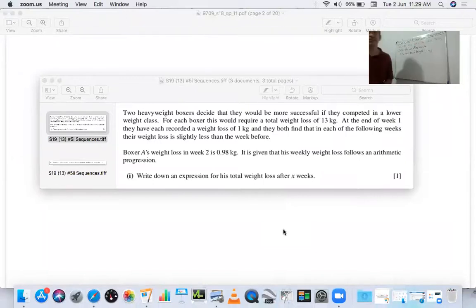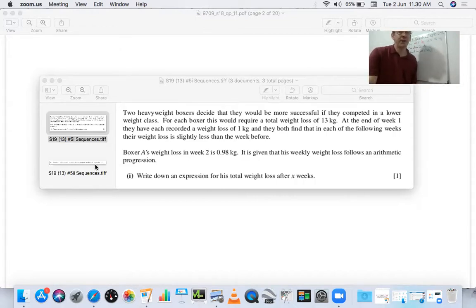Two heavyweight boxers decide that they would be more successful if they competed in a lower weight class. For each boxer, this would require a total weight loss of 13 kilograms. So that's the target. At the end of the week, they each have recorded a weight loss of 1 kg. So we get this from the information that's at the beginning that applies to everything below. And they both find that in each of the following weeks, their weight loss is slightly less than the week before. So in part 2, we dealt with boxer A, whose weight loss followed an arithmetic progression.